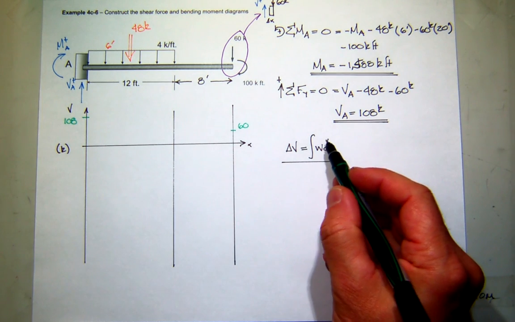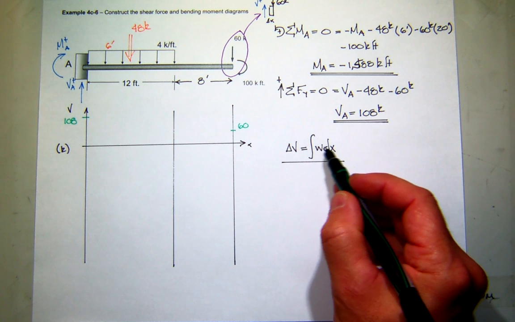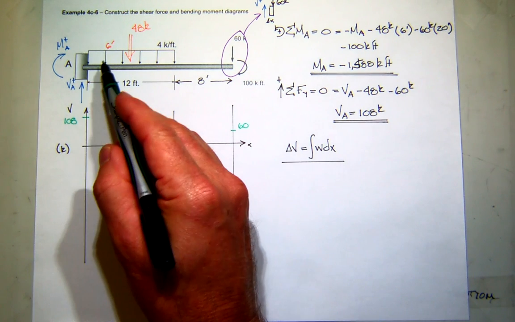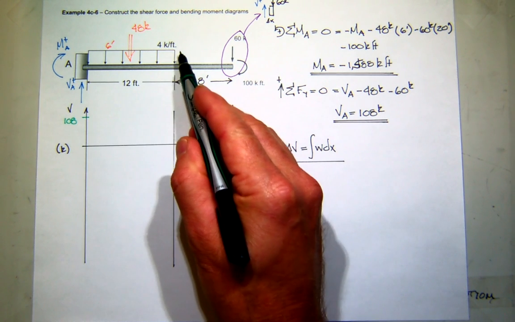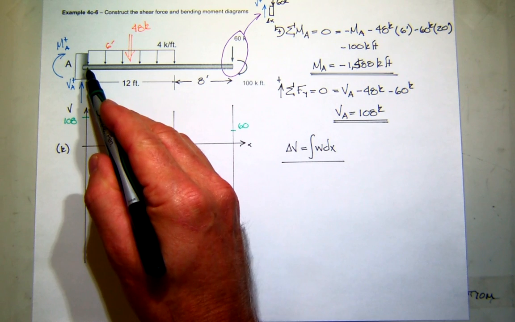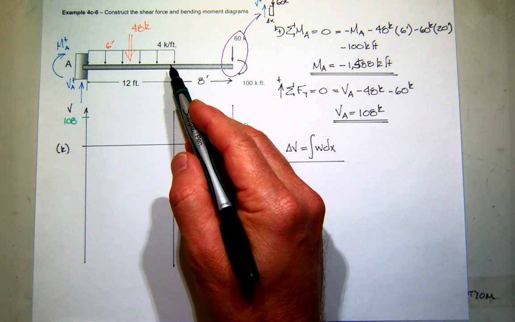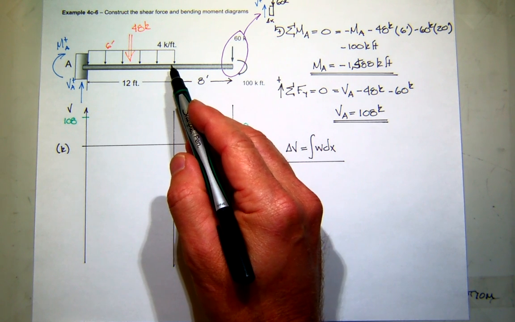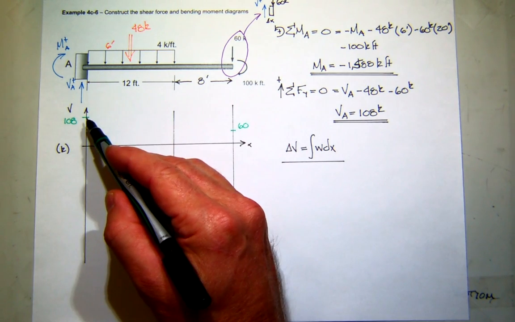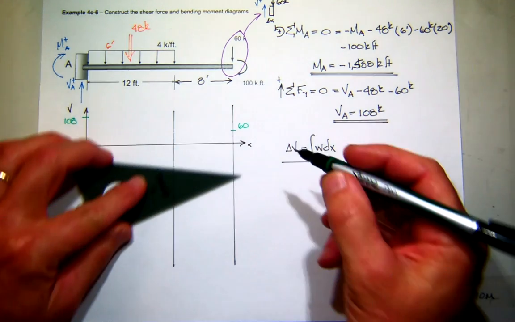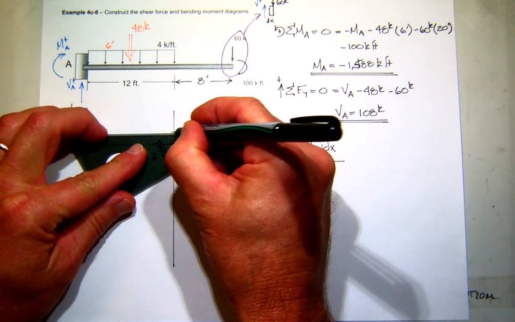Okay, so we're going to find the area under the loading curve, and that'll be my change in shear. So here's a good area to find from 0 to 12. What's the area of this loading curve? 48 kips. And is that a positive load or a negative load? Negative. So I've got 108 minus 48 gets me to 60.